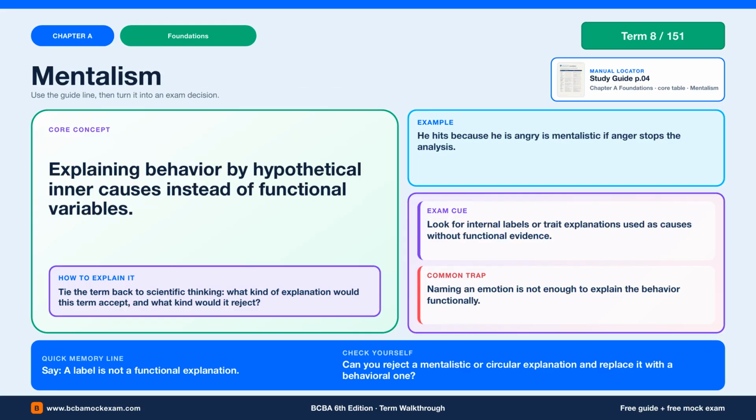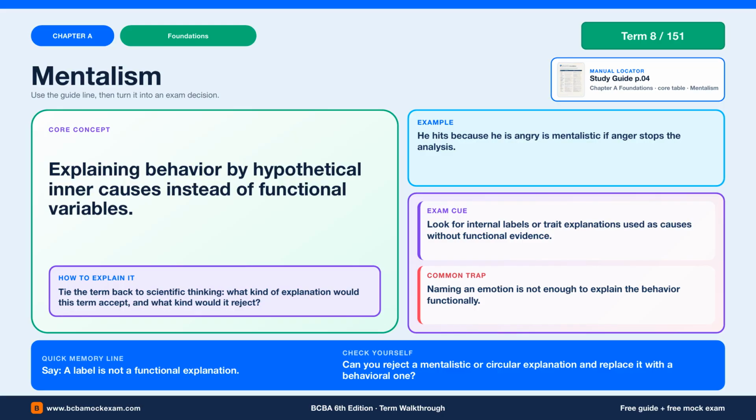Mentalism. Mentalism explains behavior by internal labels instead of functional variables. For example, saying he hits because he is angry can be mentalistic if the explanation stops there. The exam cue is an inner label, emotion, trait, or state being used as the cause of behavior without functional evidence. The trap is that mentalistic explanations feel natural.